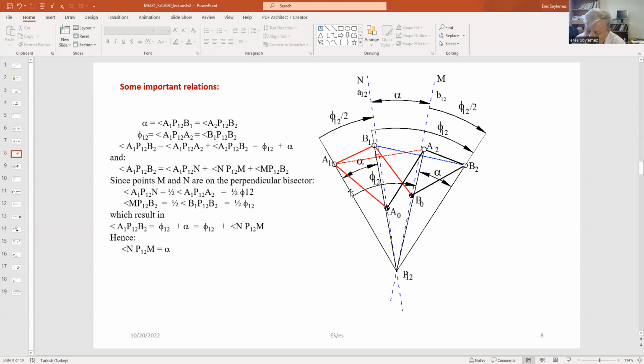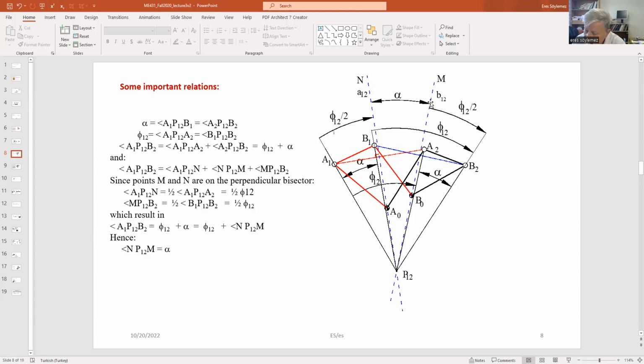Now, the total angle A1 P12 B2 is equal to phi 12 plus alpha. Correct? Phi 12 plus alpha. From A1 P12 B1, alpha, plus B1 P12 B2, phi 12, that gives alpha plus phi 12. Now, this angle is phi 12/2, and this angle is phi 12/2. The angle between N P12 M is equal to alpha.